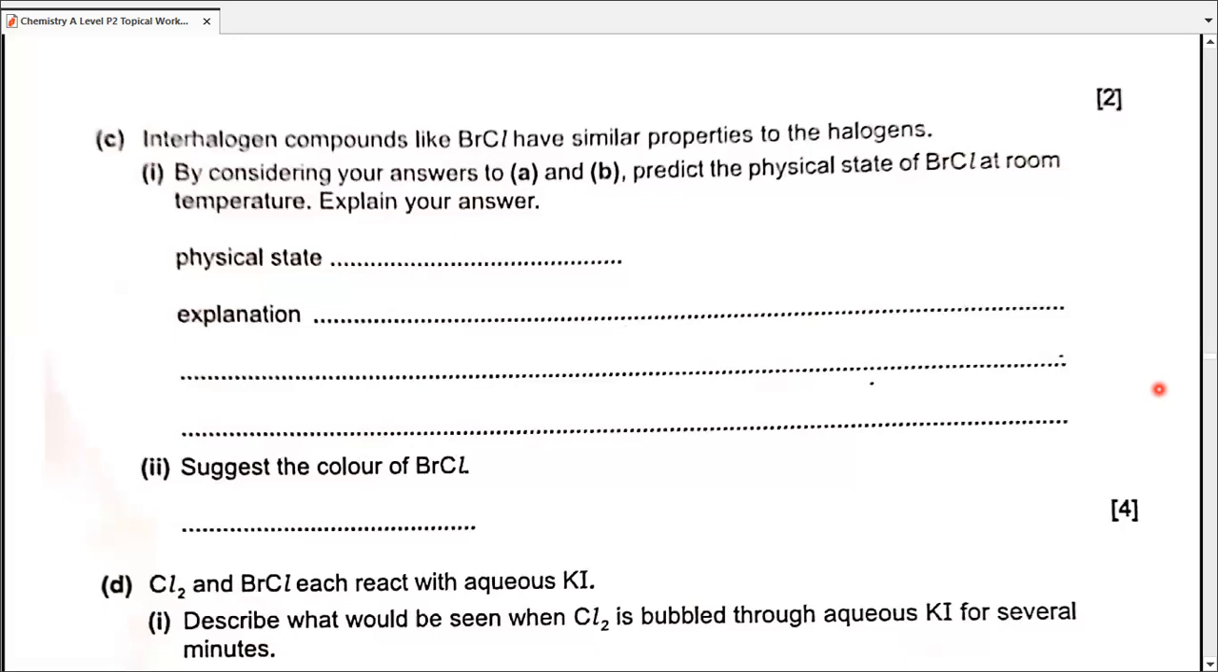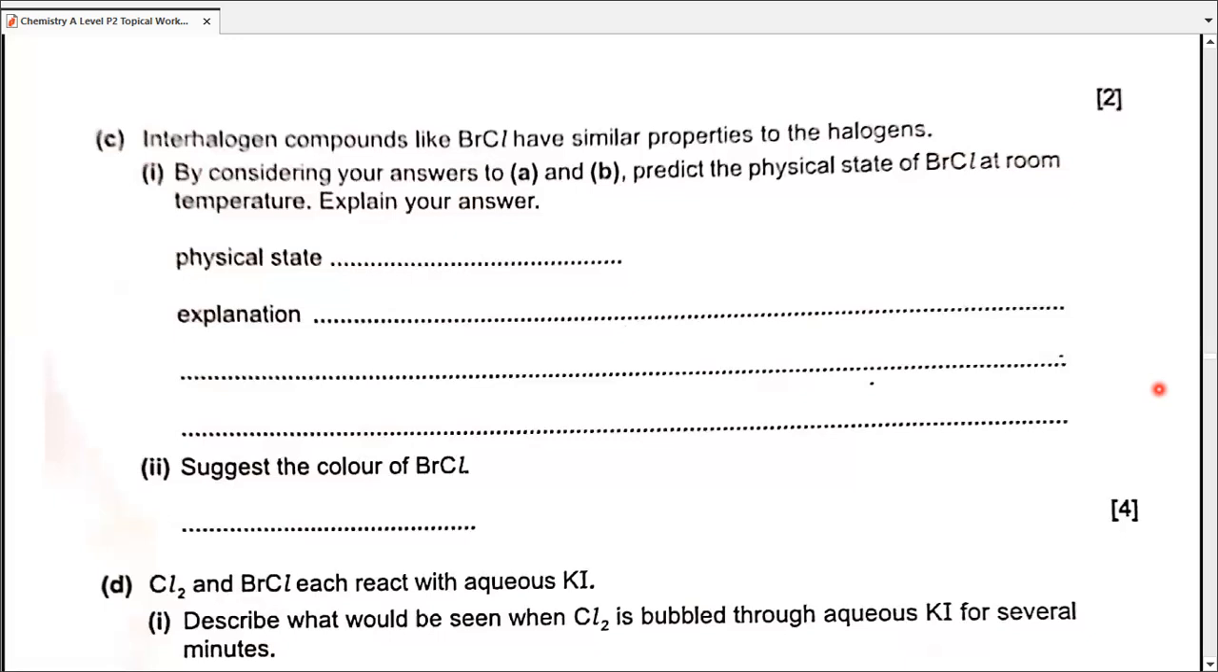Now, trust me, these questions are made easier because you may answer in both directions. You may write gas, you may write a low boiling liquid, or simply a liquid, and that would be all fine. All right, that answers the physical state. What about the explanation?